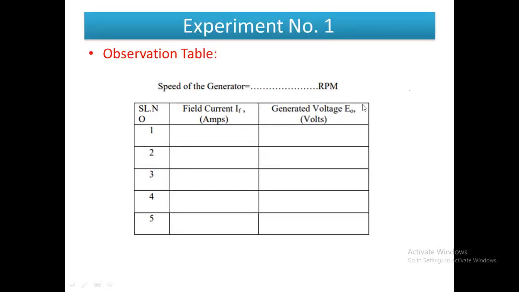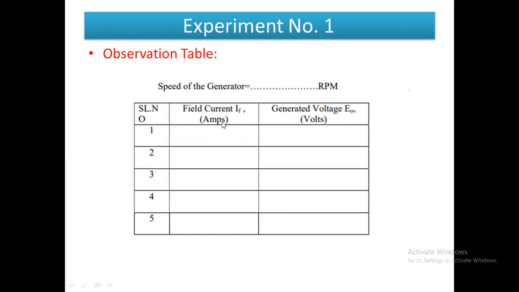For the observation table, first of all write the speed of the generator. All of you take a screenshot of this observation table, because we want to write the readings. First of all write the speed of the generator. It is in RPM and this is the constant speed, the speed that we maintain.